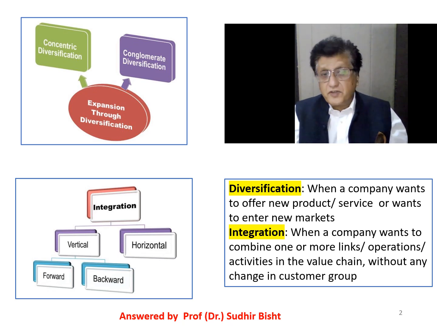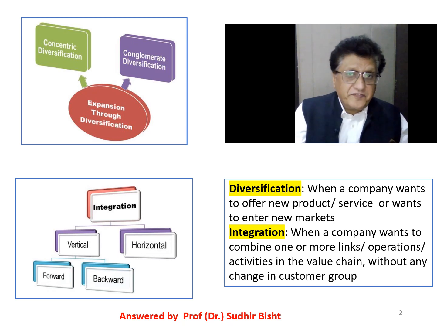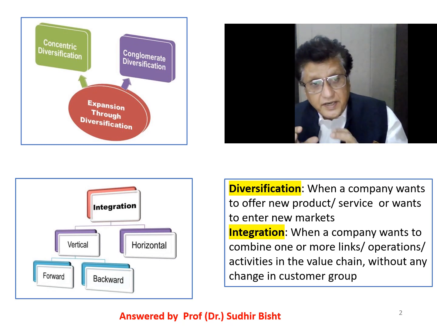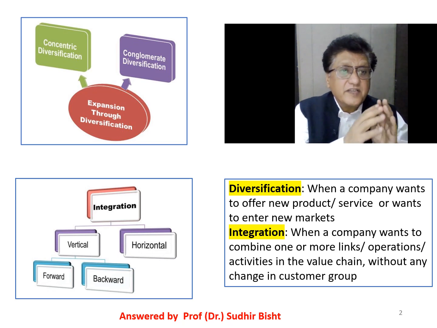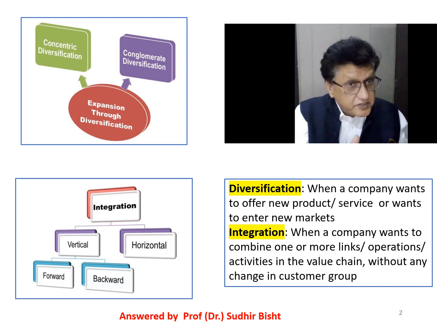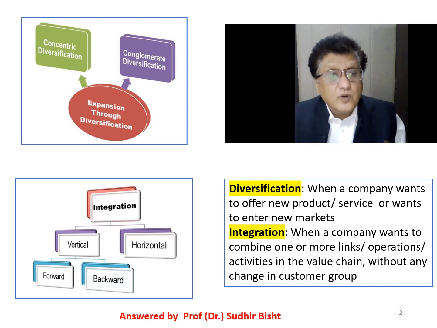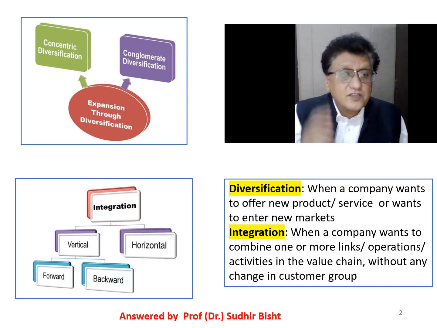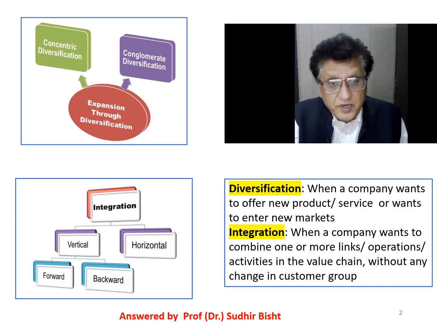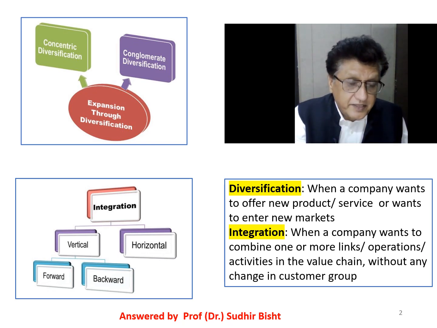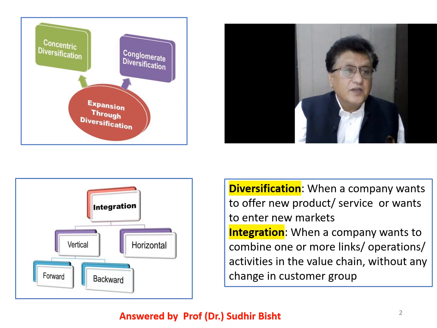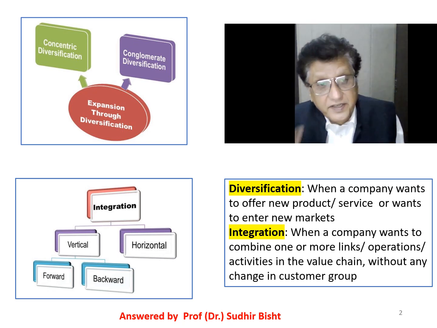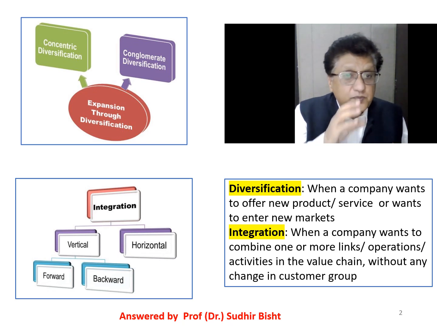diversification and integration. First of all, you have to understand that diversification and integration are two subsets of strategy, which is expansion strategy. And expansion strategy is a subset of grand strategy. Grand strategy has four parts. One is stability strategy, other is expansion strategy, the third is retrenchment strategy, and combination strategy. So diversification and integration are part and parcel of expansion strategy.